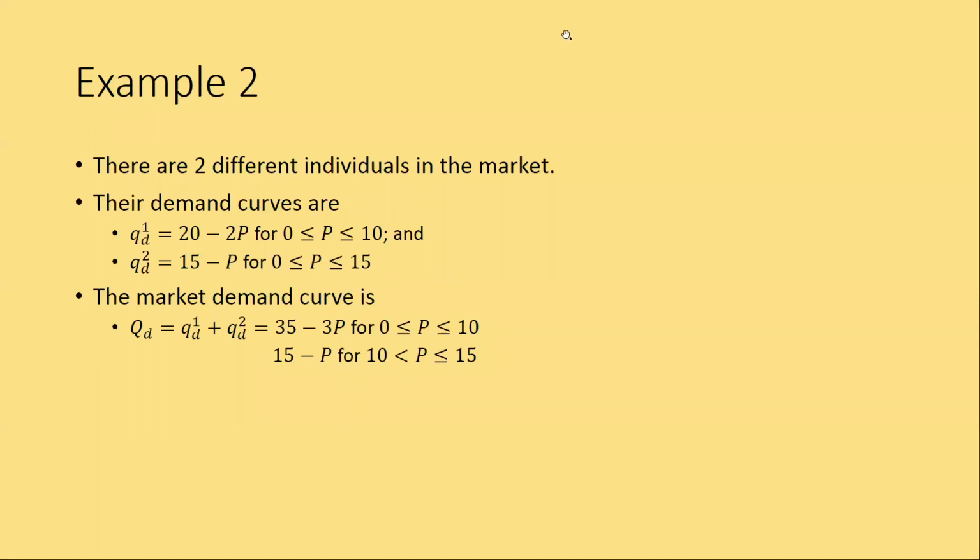To draw the graph, let me again draw the axis first. On the horizontal axis is our quantity demanded, either individual or market. And on the vertical axis is the price.